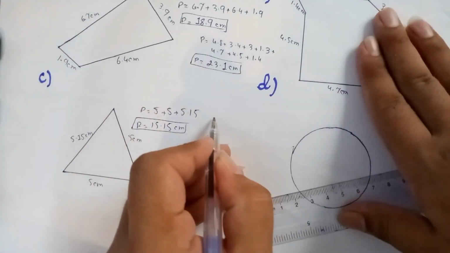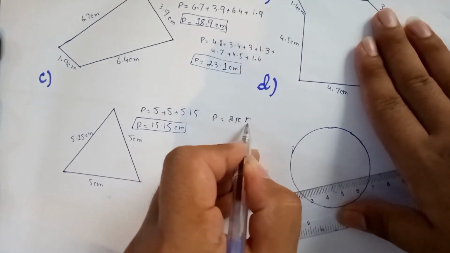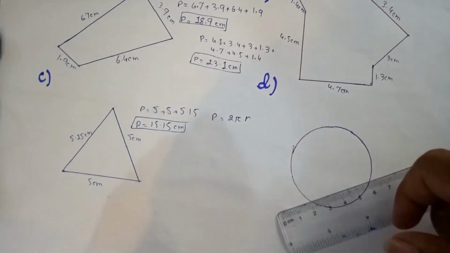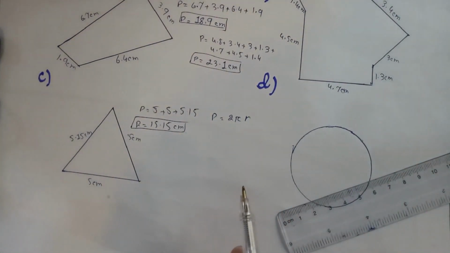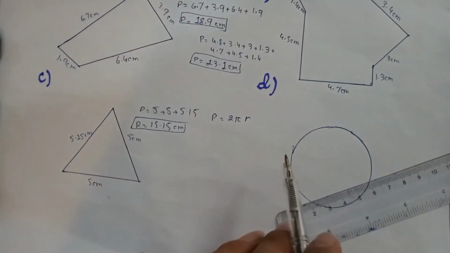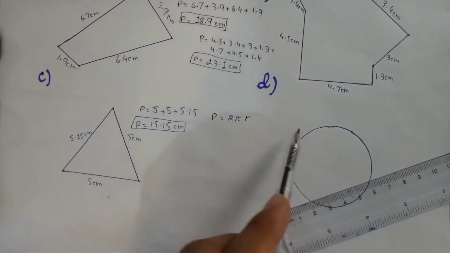Okay, so the formula of the perimeter of a circle is equal to 2 pi r. What is 2? 2 is a constant number. We know pi. What is pi? Pi is also a constant number. Its value is equal to 3.14159. And what's the r? R is the radius of the circle.